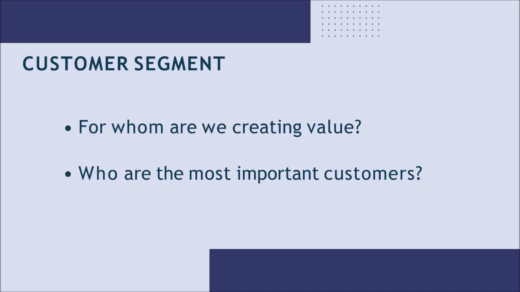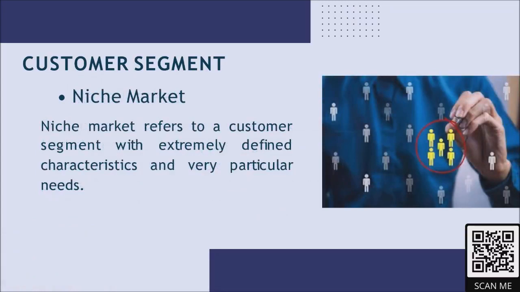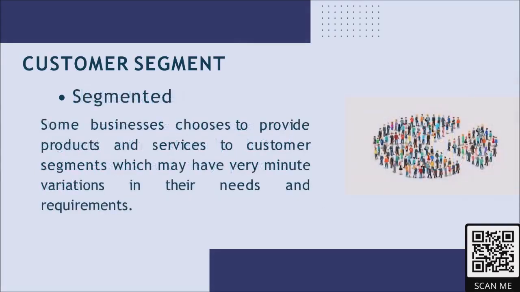There are different types of market. Mass market, with the term mass, it deals with providing services for everyone or every person in the environment, regardless of which segment they belong to. Next is niche market. Niche market refers to a customer segment with extremely defined characteristics. Examples are pet shop, athletic footwear shop, and office supplies shop. Segmented market.